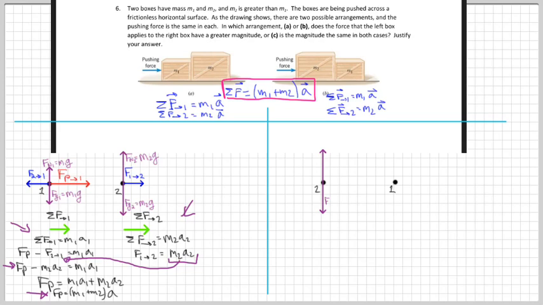objects can be treated as a single object. Just add those masses up. And we'll come back to this in a moment. Continue on.